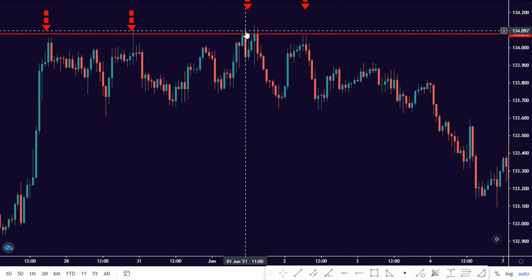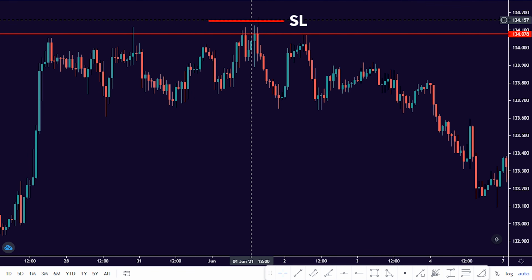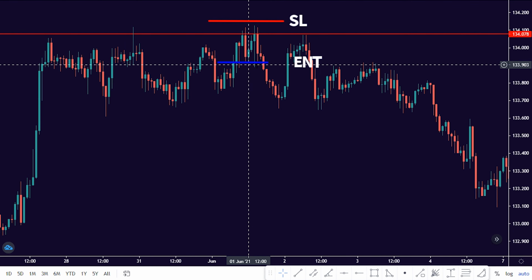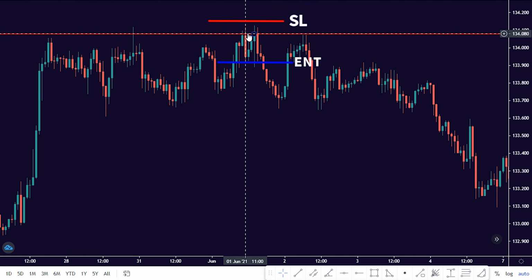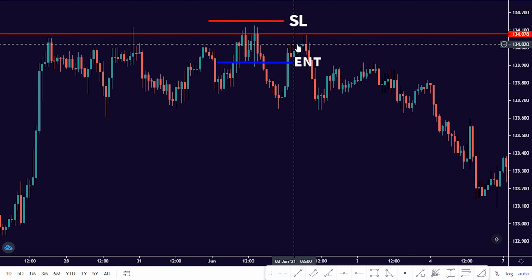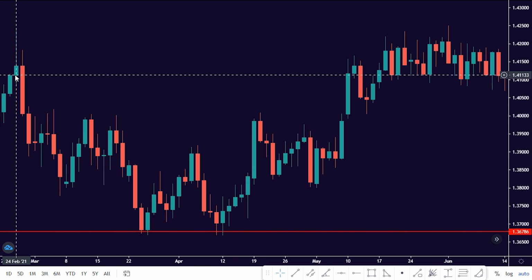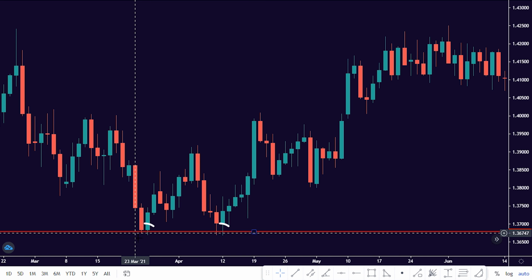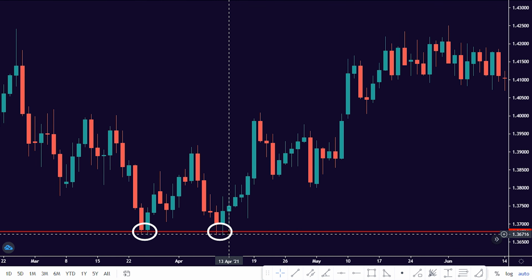Stop loss would have to be placed above the high of the bearish engulfing bar. Entry at some ticks below the bearish engulfing bar. We can see how these key level rejection setups led to a bearish reversal in this bullish trend. This setup can also occur at the bottom of a bearish trend, thereby acting as a bullish key level rejection reversal trading setup.